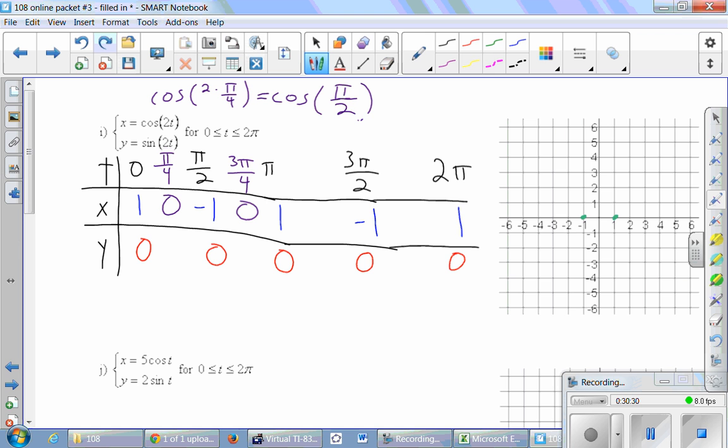Let's see what's going on with sine. So if we do sine of 2t, 2 times pi over 4, this is really sine of pi over 2. And that's up at the top, so that's a 1. 0 there, 1 there. Next one is back at 0. Next one is at minus 1, and then it repeats. So let's plot these new points in purple. So we got the point 0, 1.